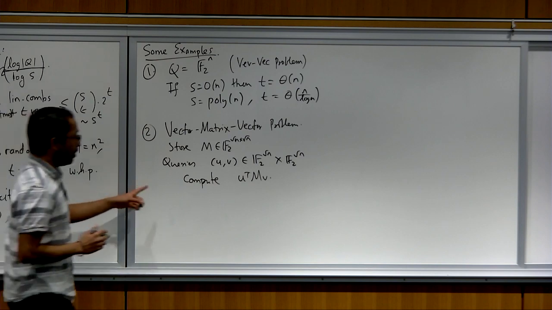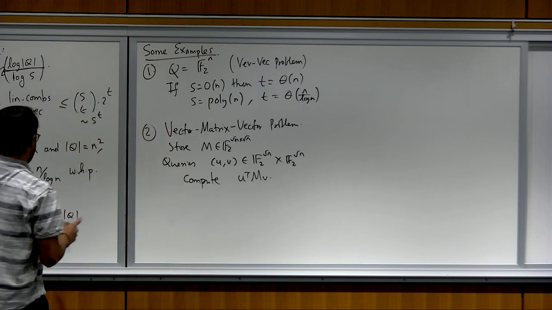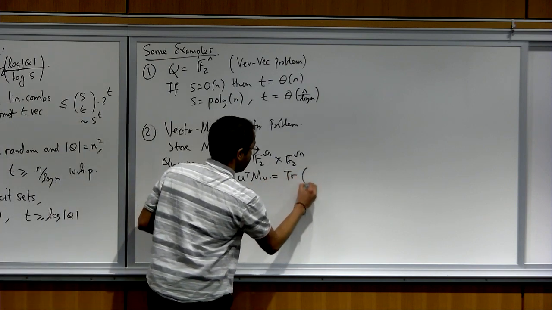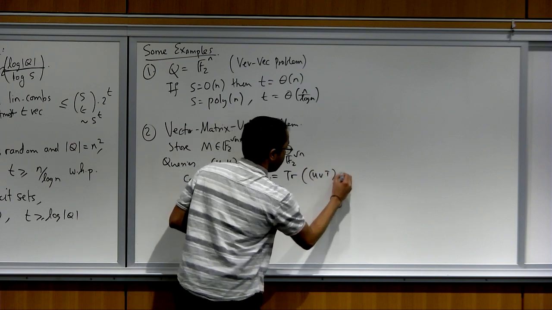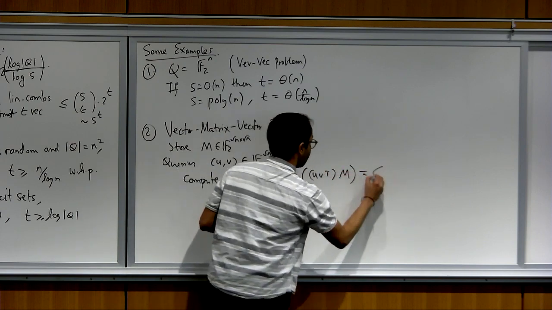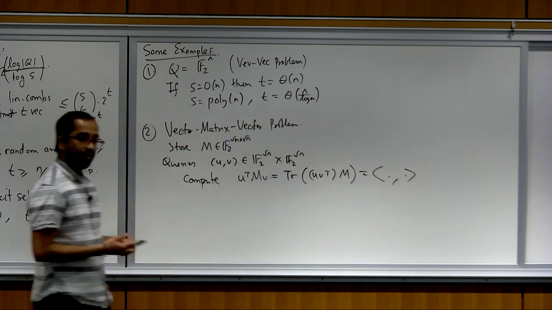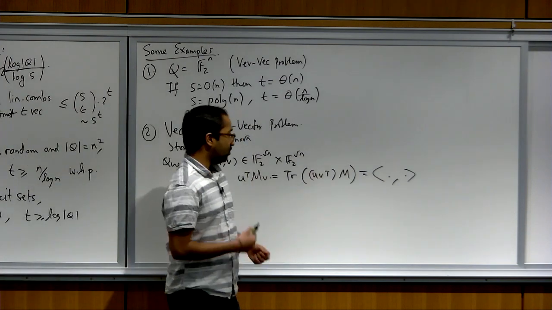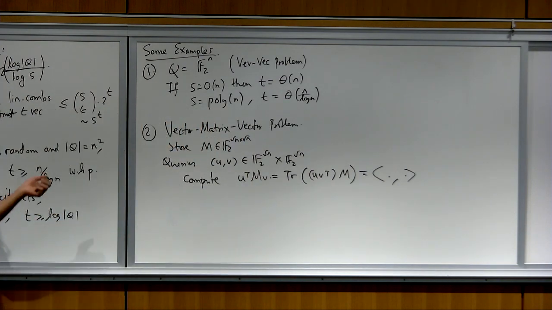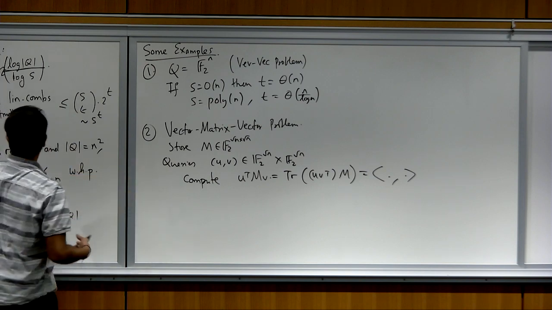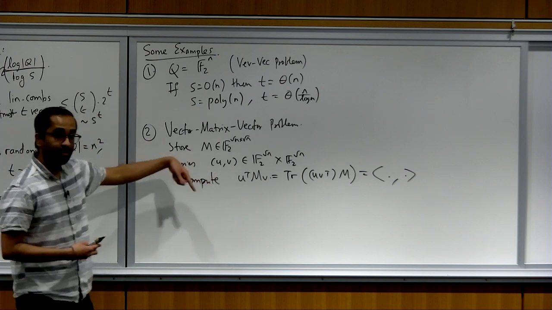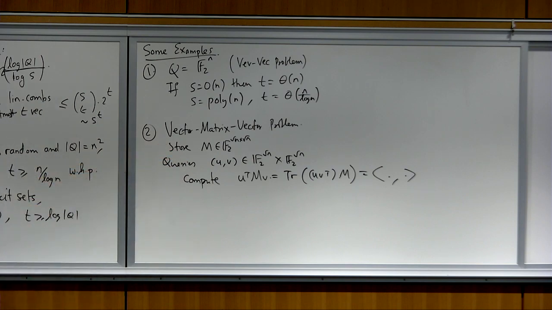Is the question clear? Just to make sure, this can be thought of as the inner product problem, because this is nothing but the trace of U V transpose with M, which is the inner product of two vectors that you get by unrolling the matrices. You unroll U V transpose and unroll M transpose, and then you get two vectors. So this also fits into this framework, where the query set Q corresponds to all vectors that come from rank 1 matrices, and you want to compute inner products.